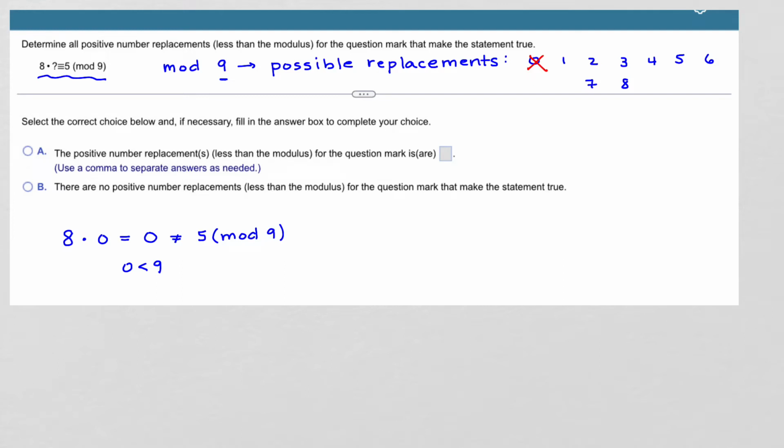Now I'll try the number 1. So this is kind of tedious. 8 times 1 is 8. 8 is less than 9, so I don't need to convert it to a mod 9 number. And now I'm going to compare that to 5 mod 9. And it is not equal, so 1 doesn't work either. Now let's take a look at the number 2.